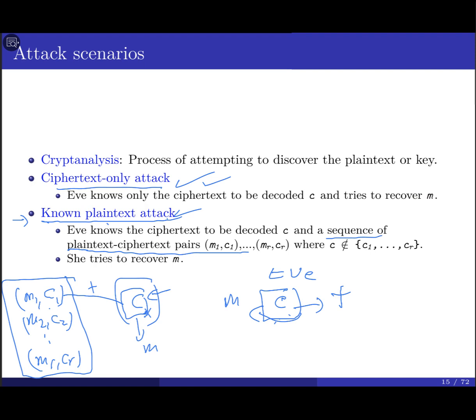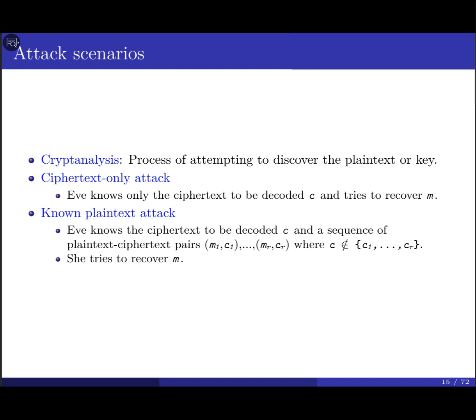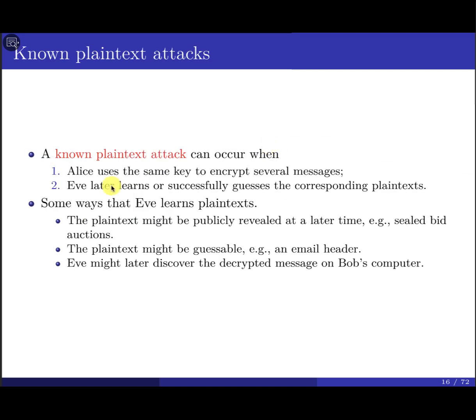Then someone may be wondering, okay, you said known plain text attack. How come Eve can get access to this sequence of plain text ciphertext pairs? Let's take a look. How? Alice may have used the same key to encrypt several messages for a long time. At the same time, Eve later learns, or can guess, the corresponding plain text.